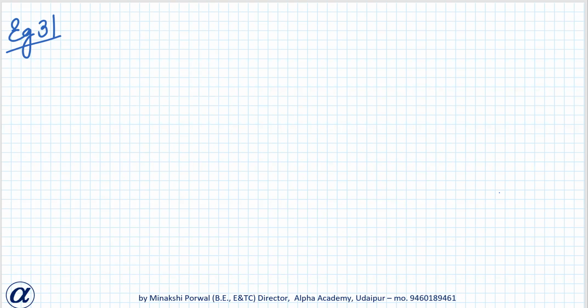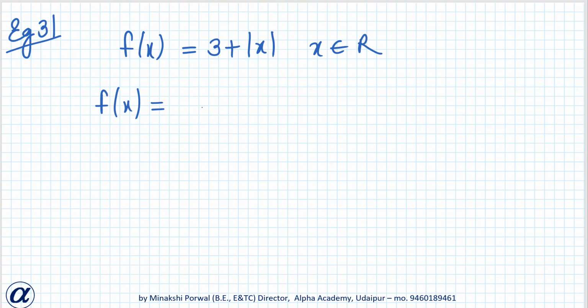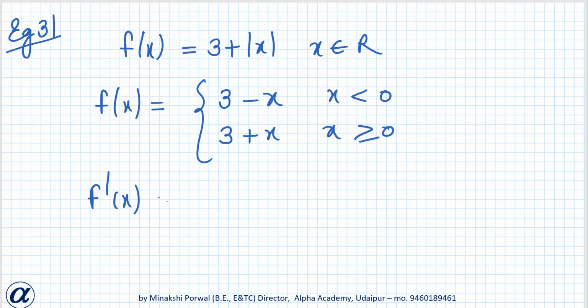Find the local minimum value of the function f x equals to 3 plus mod of x, x belongs to R, x belongs to real numbers. First of all, we'll write the function again: it is equal to 3 minus x when x is less than 0, and 3 plus x if x is greater than or equal to 0. Now when we find f dash x, we differentiate this. Differentiation of x is, this will be minus 1, this will be plus 1, for x less than 0 and x greater than 0.